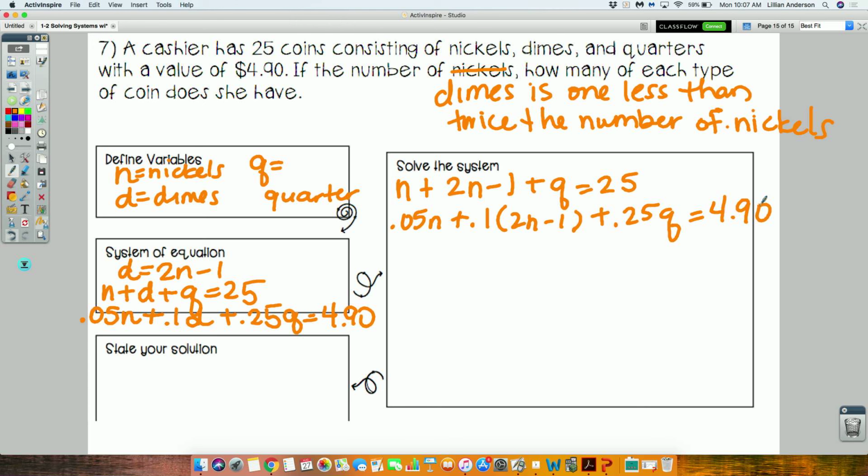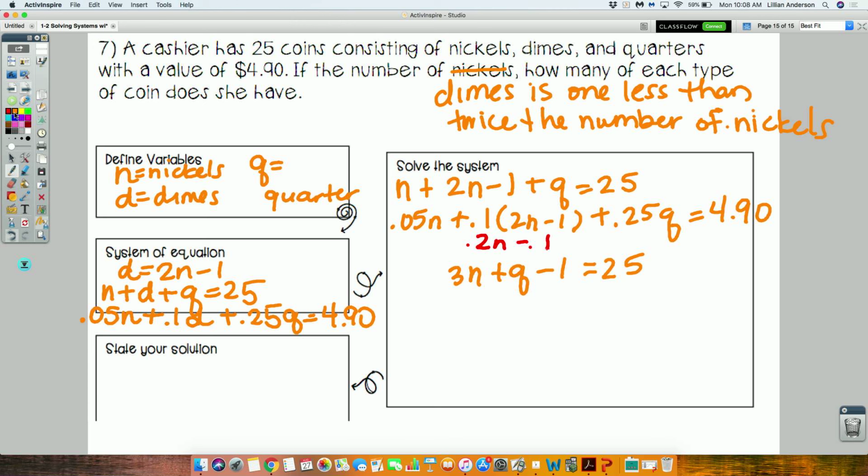And then when I simplify that, that'll leave me with 3n plus Q minus 1 equals 25 for the first equation. And then for the second equation, I have to distribute that 0.1. Okay? Real quick, what's 0.1 times 2n? What's 0.1 times 2? 0.2, so this is 0.2n. And then what's 0.1 times a negative 1? Negative 0.1. Okay?